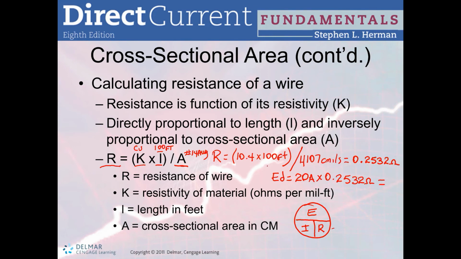Keep in mind that the voltage drop is based on the fact that, number one, I have 20 amps, and number two, that I have 100 foot of a number 14 conductor. So in this instance, I had a voltage drop equal to 5.064 volts.